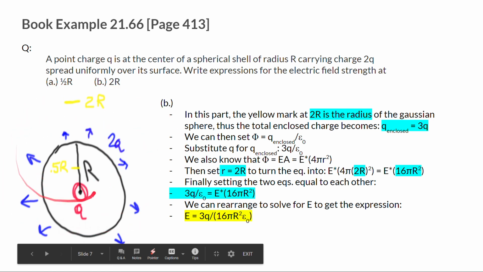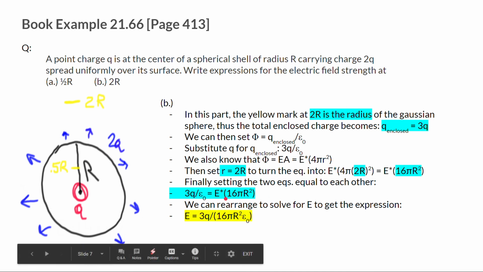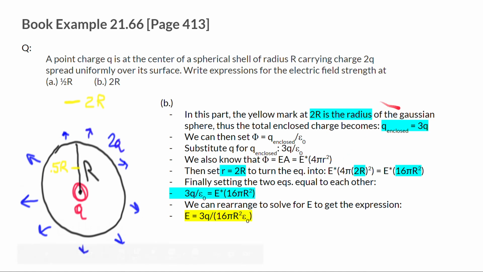as our Gaussian surface. R is equal to 2r, so 2r squared is 4r squared, multiplied by 4 pi is equal to 16 pi r squared. Set them equal to each other. 3Q divided by epsilon naught is equal to E multiplied by 16 pi r squared. And then you divide everything but the E across, and you get E is equal to 3Q divided by 16 pi r squared epsilon naught.